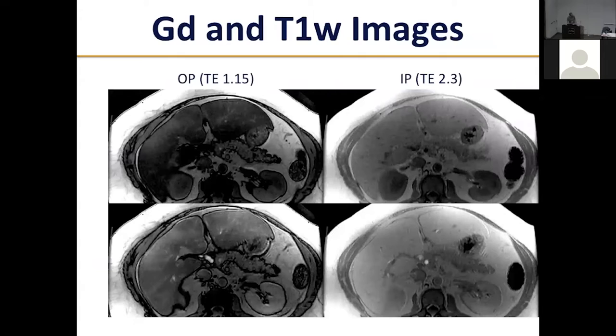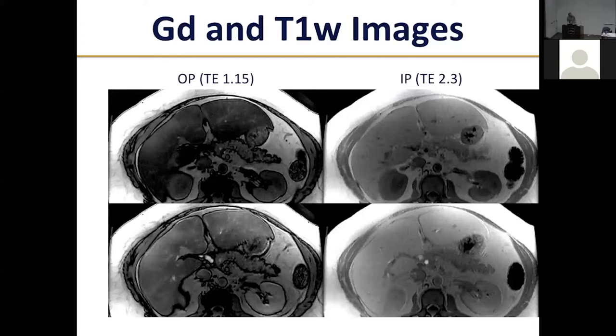So here we have an out-of-phase image. Notice that this is a fatty liver, so the liver looks dark. This is an in-phase image. You also know this is out-of-phase because you can see that there's India ink artifact between water-based structures and the surrounding adipose tissue. Now, one of these is pre-contrast and one of these is post-contrast, and can you tell which is which?